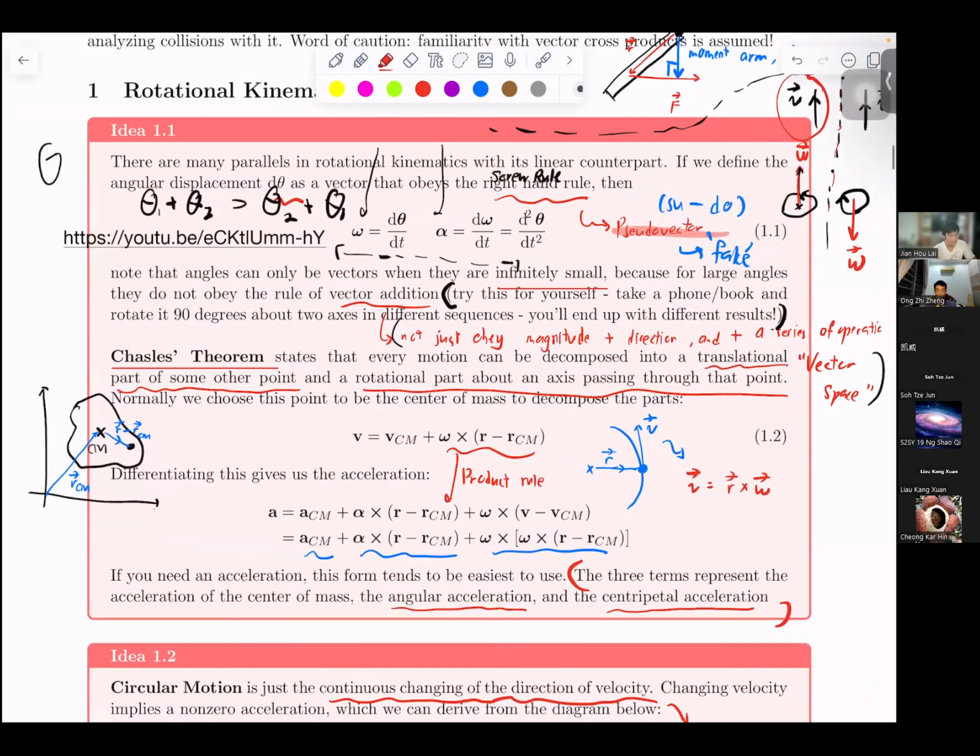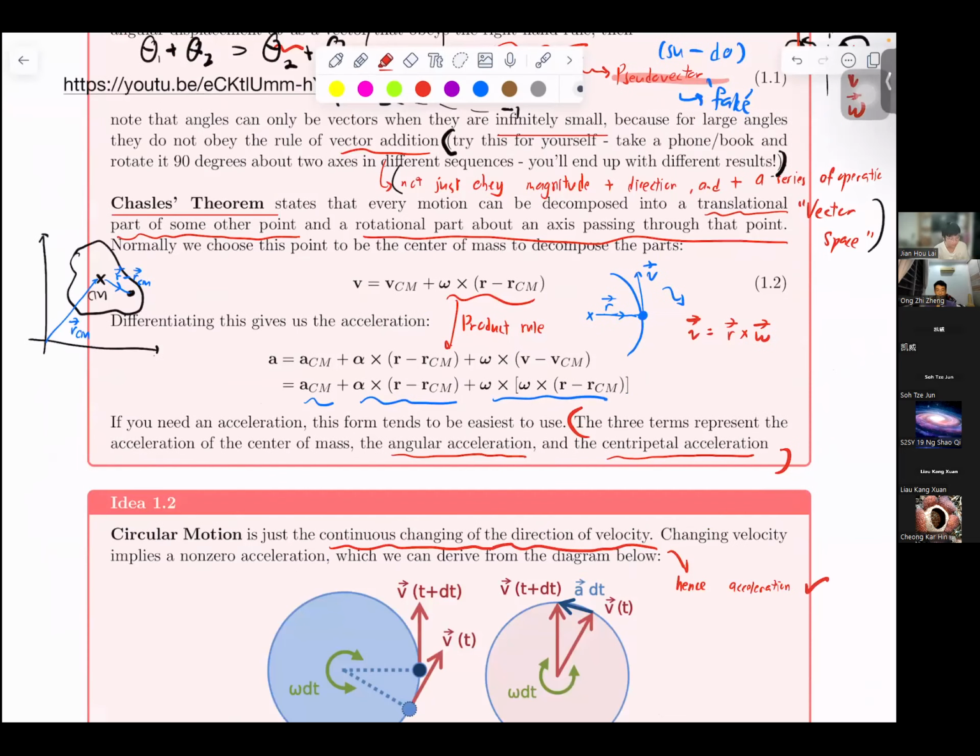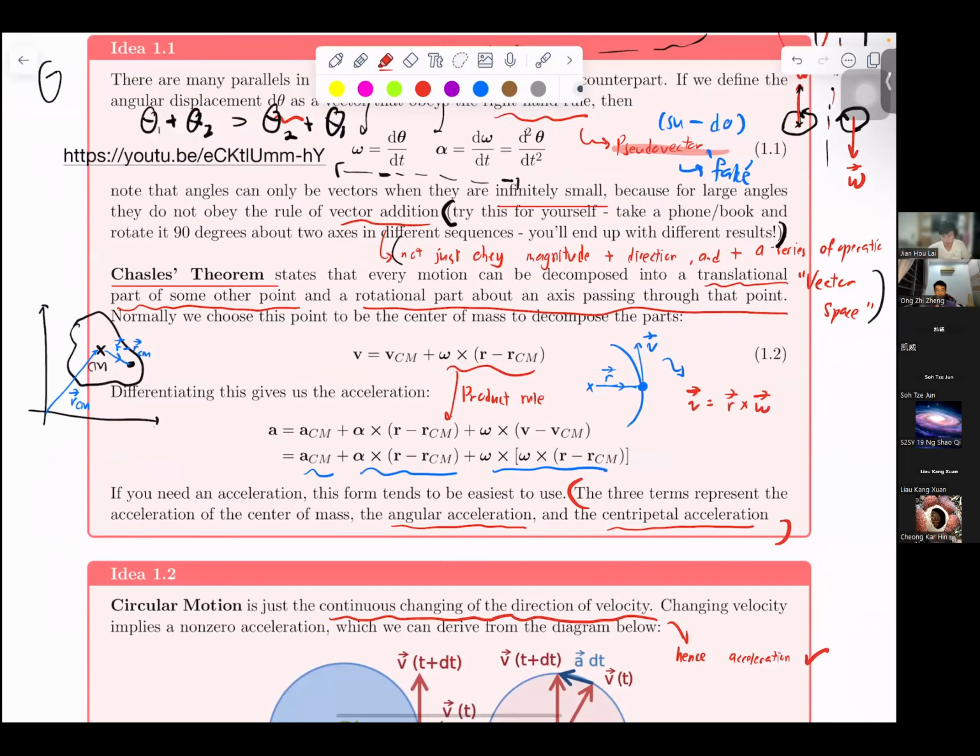Okay, actually we have a theorem. Let's say you have a body, say this is a hammer. You throw the hammer in a projectile motion. The hammer is not a point mass. It's a rigid body, an extended object. So when it undergoes projectile motion, you will see it also rotates, and also has linear motion. So it's kind of complicated.